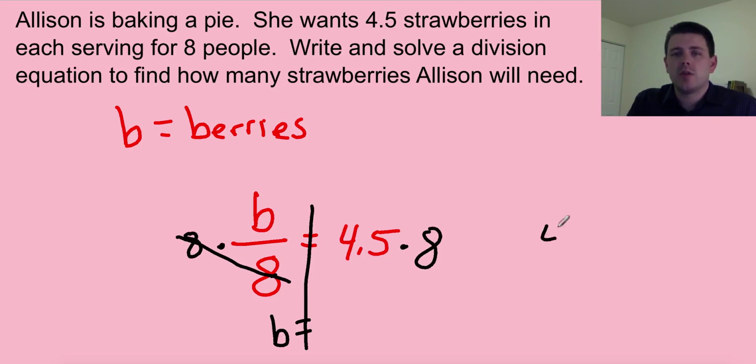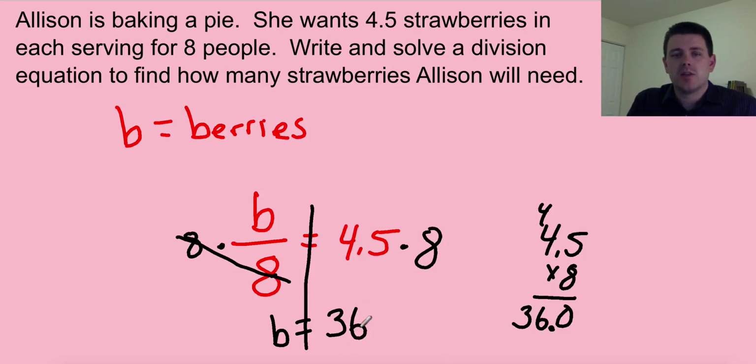4.5 times 8, have to do a little bit of multiplication. 4.5 times 8, 8 times 5 is 40. 8 times 4 is 32, plus 4 is 36. 1 decimal point in the problem, so I put in 1 in my answer. I get an answer of 36. Okay? So if you were to buy 36 strawberries and break it up into 8 groups, each person will get 4.5 strawberries. Well, let's double check our answer.